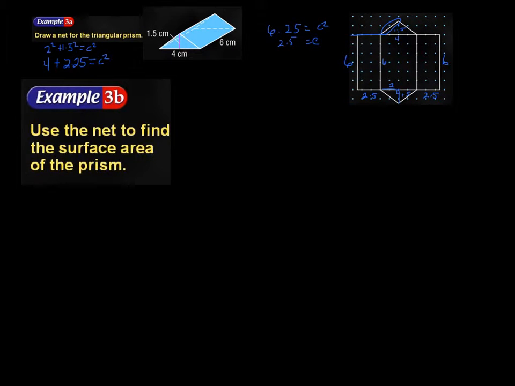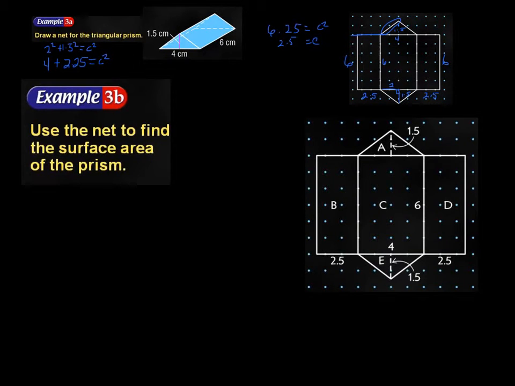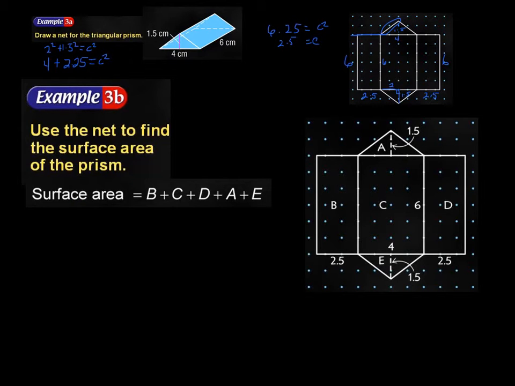Now here's the real question. Use the net that we just drew to find the surface area of the prism. I don't know if theirs would be easier to read than mine, but here it is typed in the same dimensions we had. So we just need to find the area of these 1, 2, 3, 4, 5 different polygons and add them together. So we have 3 rectangles and 2 triangles.